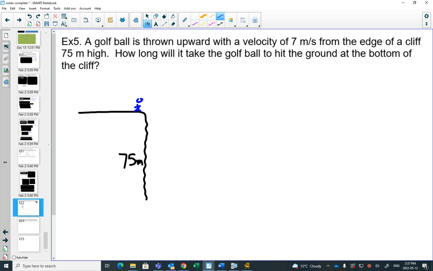Throw the golf ball with a velocity upward of 7 meters. Now, it doesn't mean you have to throw it straight up, right? As long as the velocity upwards is 7 meters, it could be thrown forward at the same time.